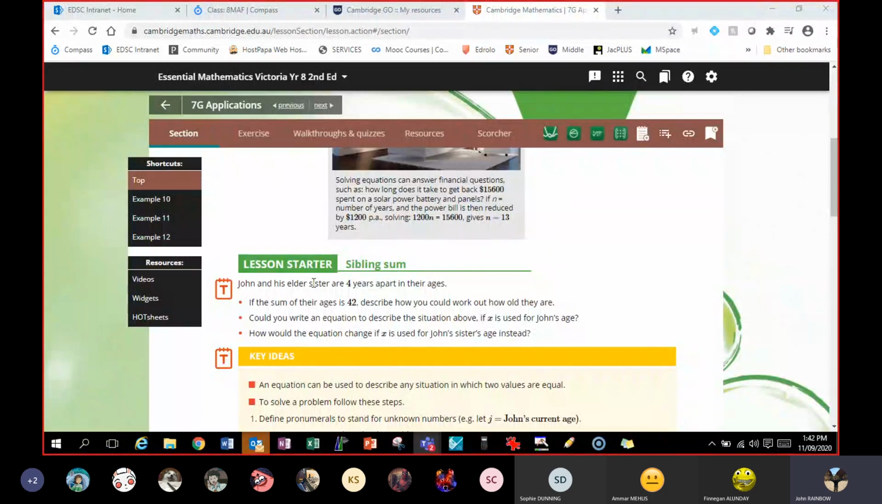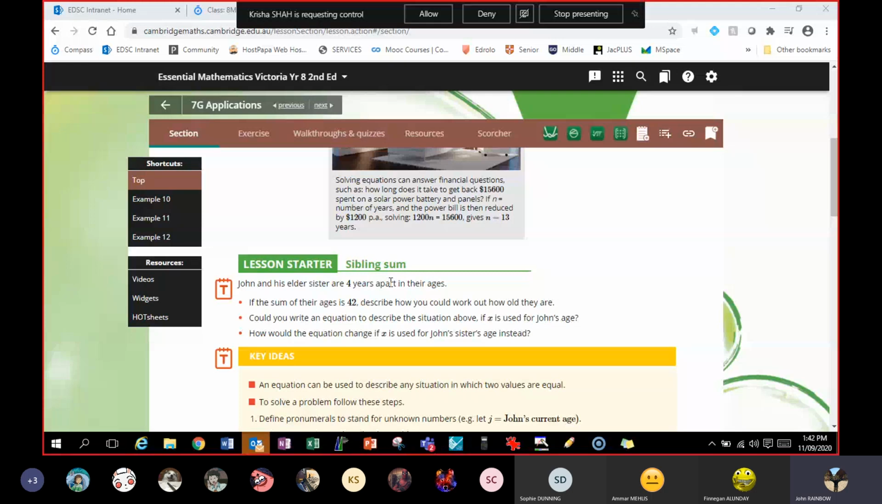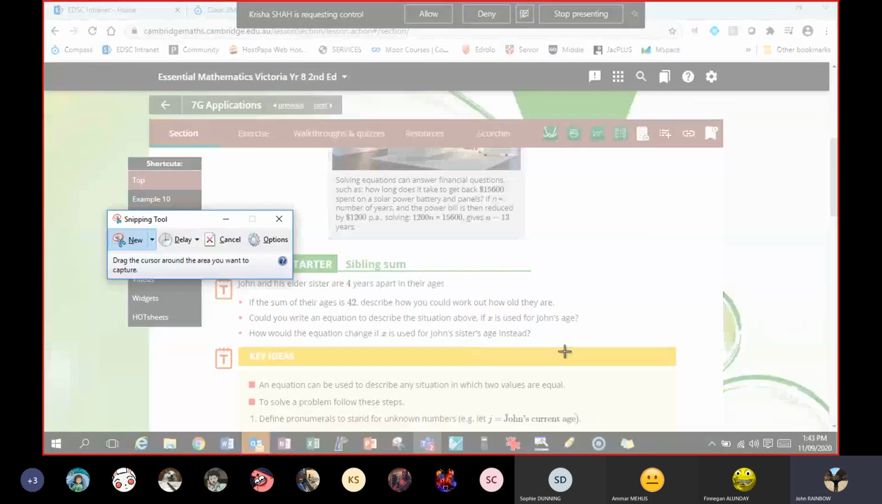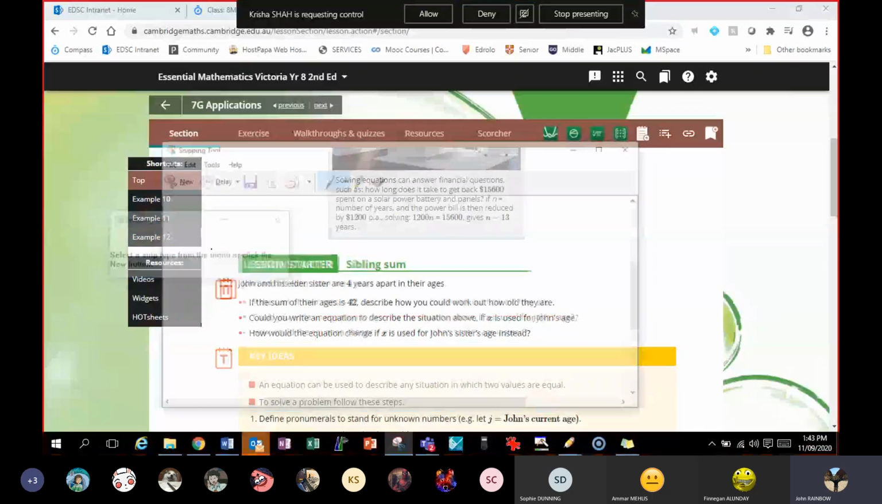So John and his elder sister are 4 years apart in their age. If the sum of their ages is 42, describe how you could work out how old they are. Now, some of you might have a bit of a think about that one. Have a think about it. So they're 4 years apart, and the sum of them is 42.